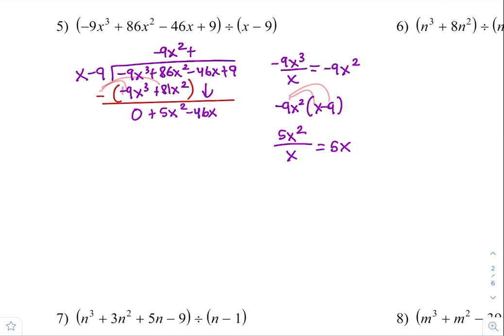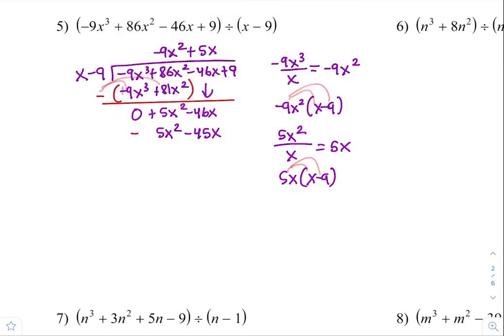So we got plus 5x. Now we distribute that 5x, you guys, to the outside polynomial, which is still x minus 9. 5x times x is 5x squared. 5x times negative 9 is negative 45x.